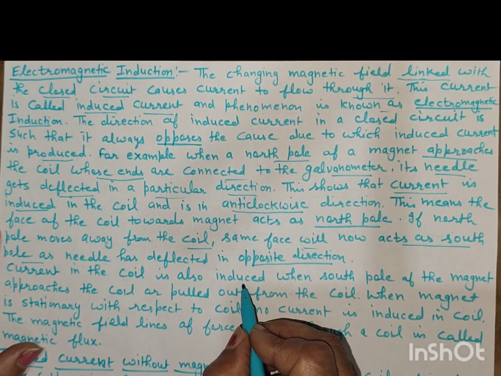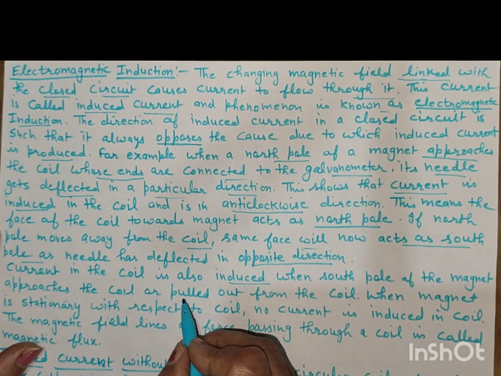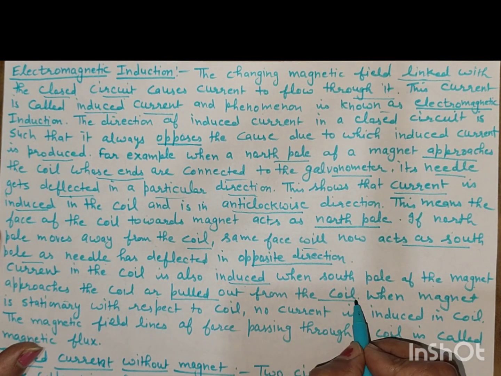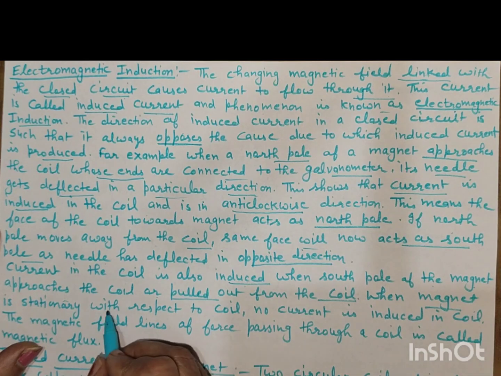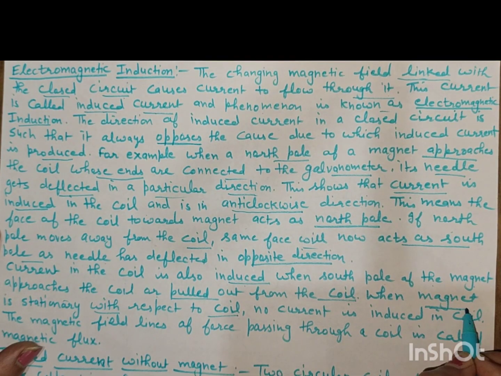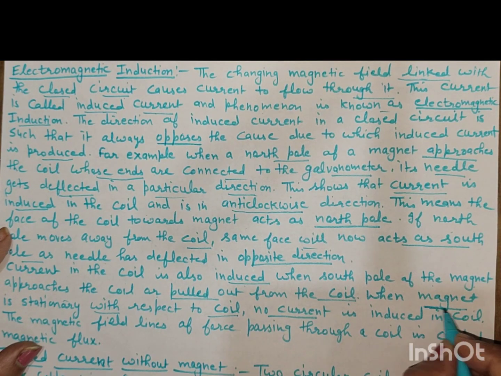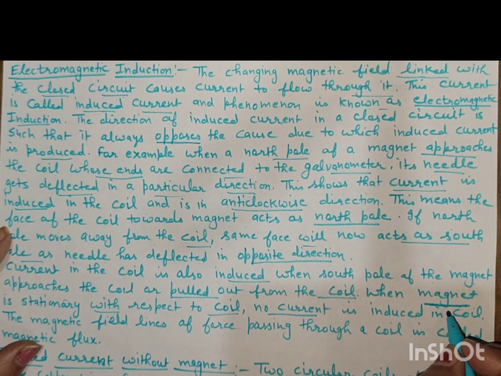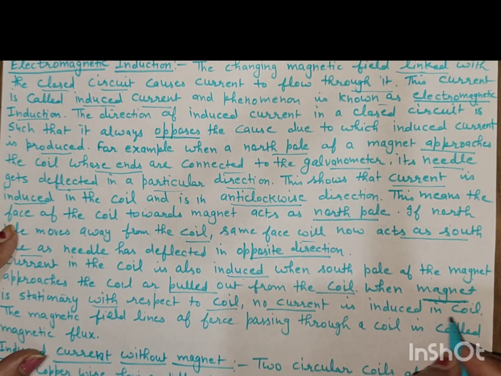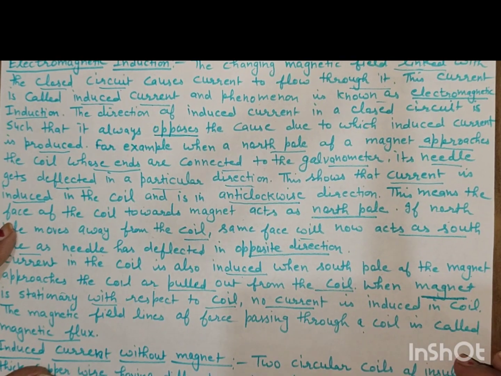Current in the coil is also induced when the south pole of the magnet approaches the coil or is pulled out from the coil. If the magnet is stationary with respect to the coil, then no current is induced. Current is induced only when we move the magnet. The magnetic field lines of force passing through the coil are called the magnetic flux.